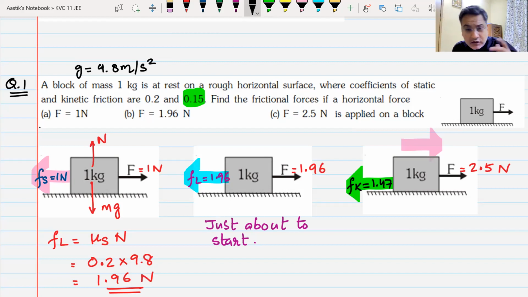Okay. Now, I can ask you a third question. This body is moving, forces are not equal. Can you tell me what is the acceleration of this body? Obviously, the acceleration of this body is going to be in the forward direction. Can anyone tell me what is the value of acceleration? I'll give you 2 minutes to get me the answer.